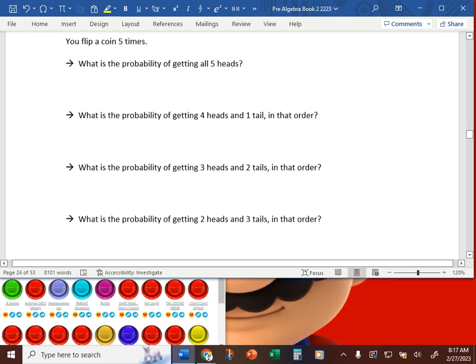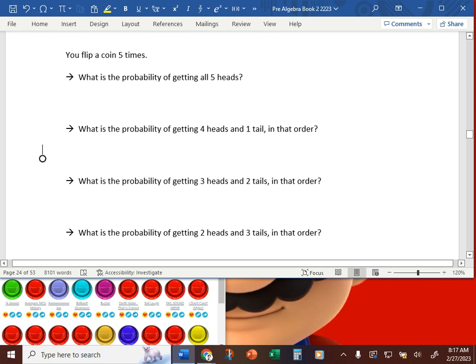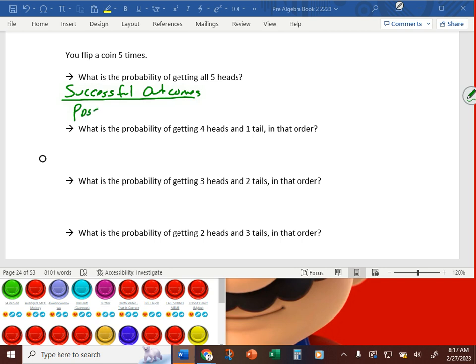Let's talk about this one here. Okay, flipping a coin 5 times. This brings back the counting principle from PO39 here, because we've got to figure out not only how many successful outcomes there are, but possible outcomes too. How many possible outcomes are there from flipping a coin 5 times? This is the situation here, right? How many possible outcomes exist from flipping a coin 5 times?